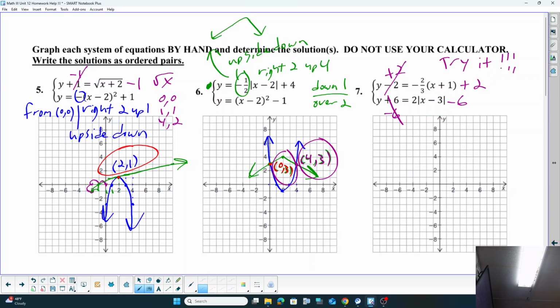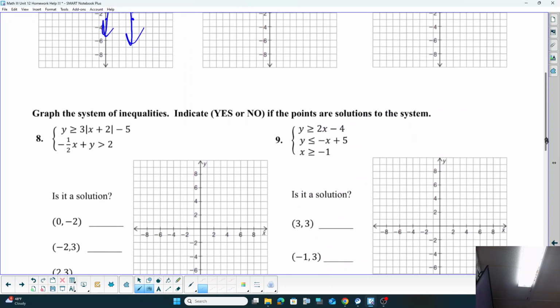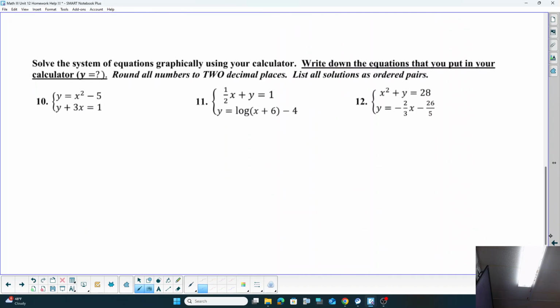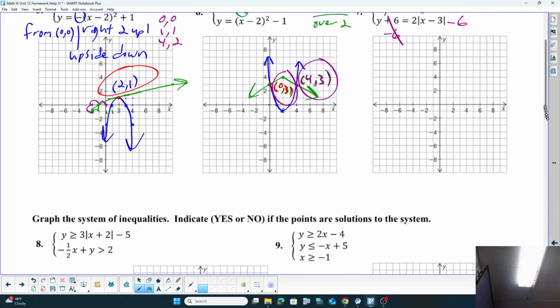You can graph solutions, right? Inequalities next, and then the easier part with our calculator.